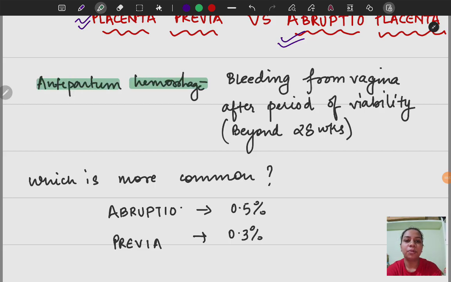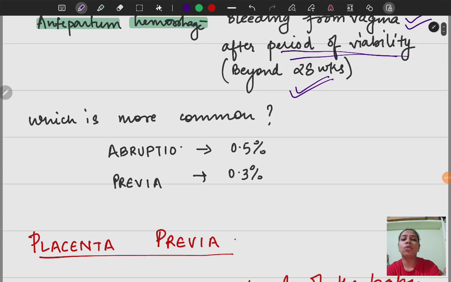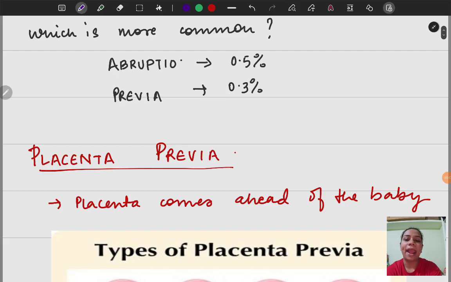What is antepartum hemorrhage? It is the bleeding from vagina, okay, vaginal bleeding or bleeding from the genital tract after the period of viability. So what is the period of viability in India? In India the period of viability is beyond 28 weeks. So any bleeding occurring from the vagina beyond the period of viability, that is 28 weeks, that is called as antepartum hemorrhage.